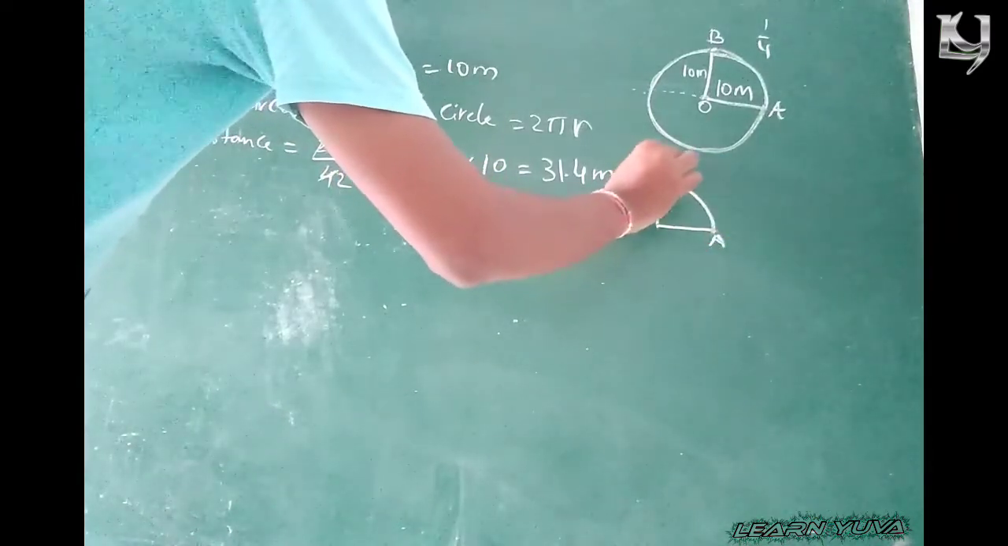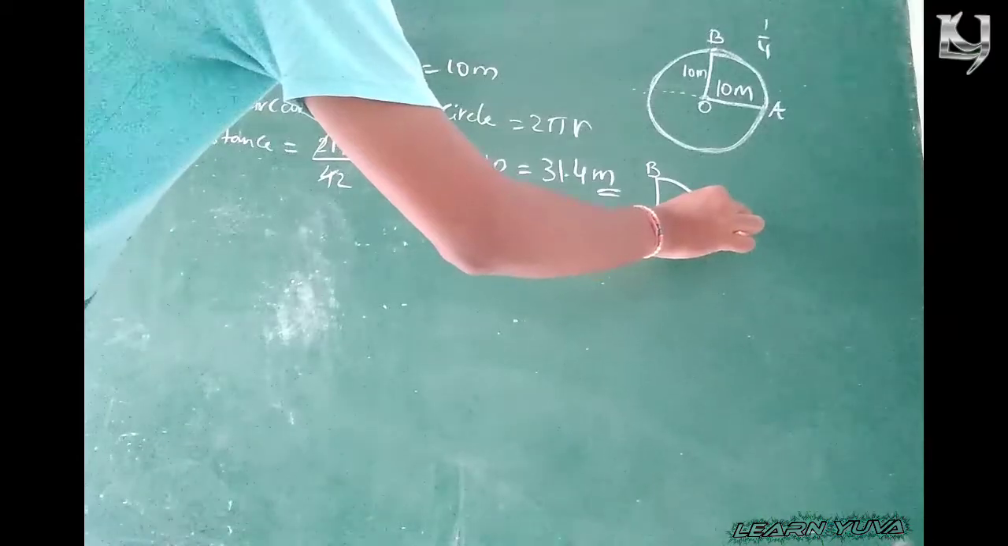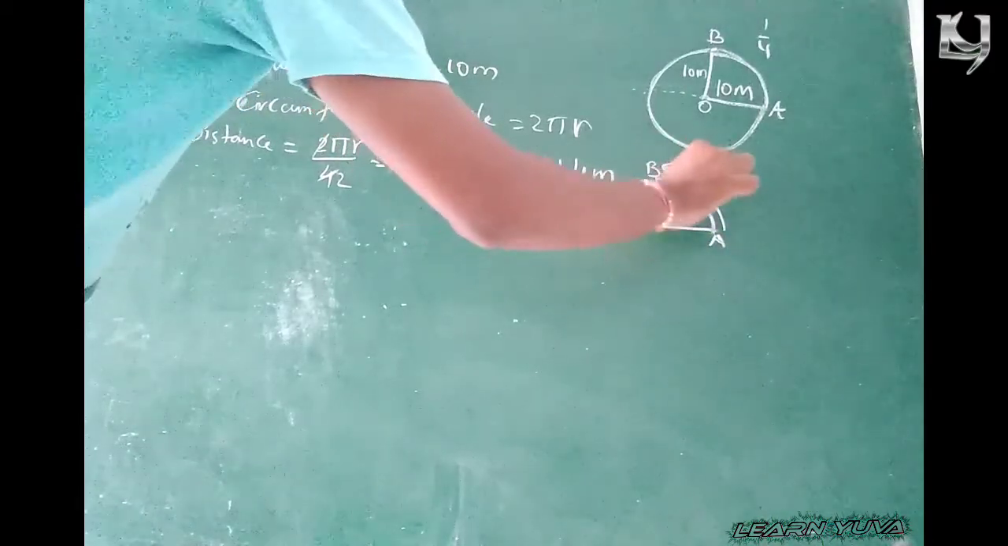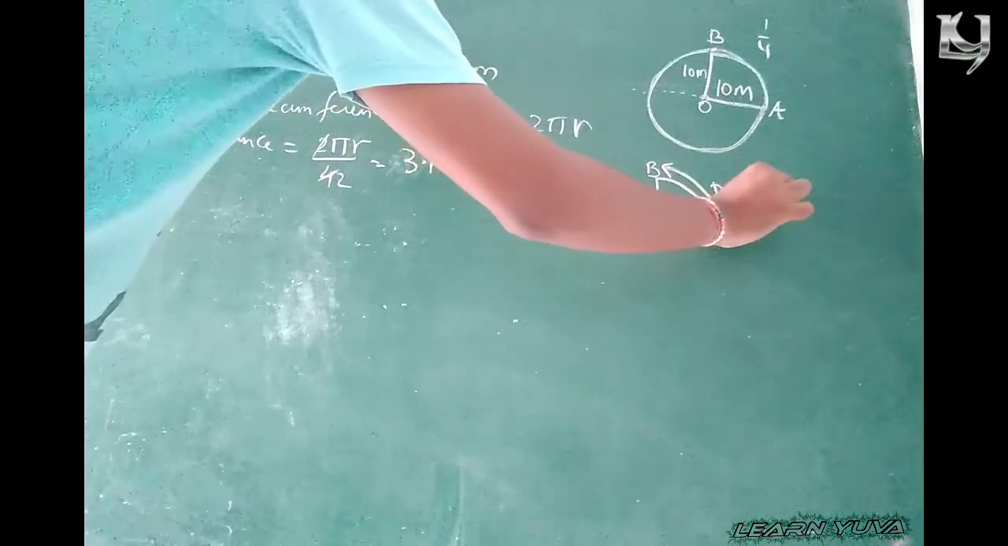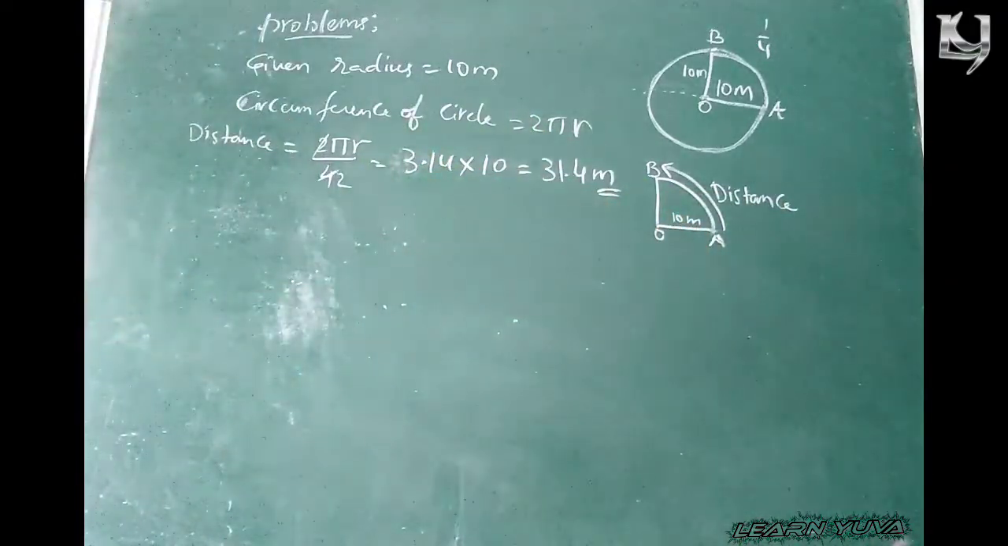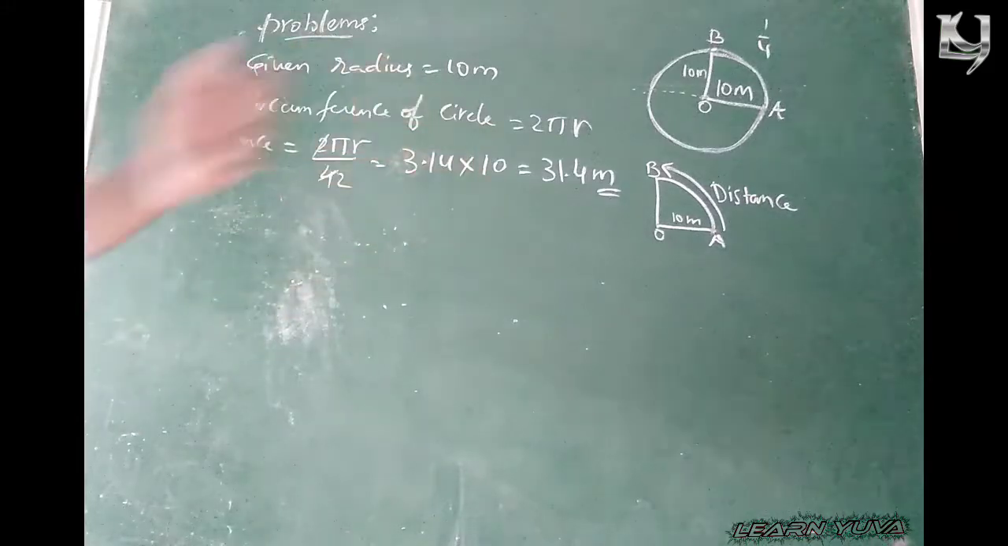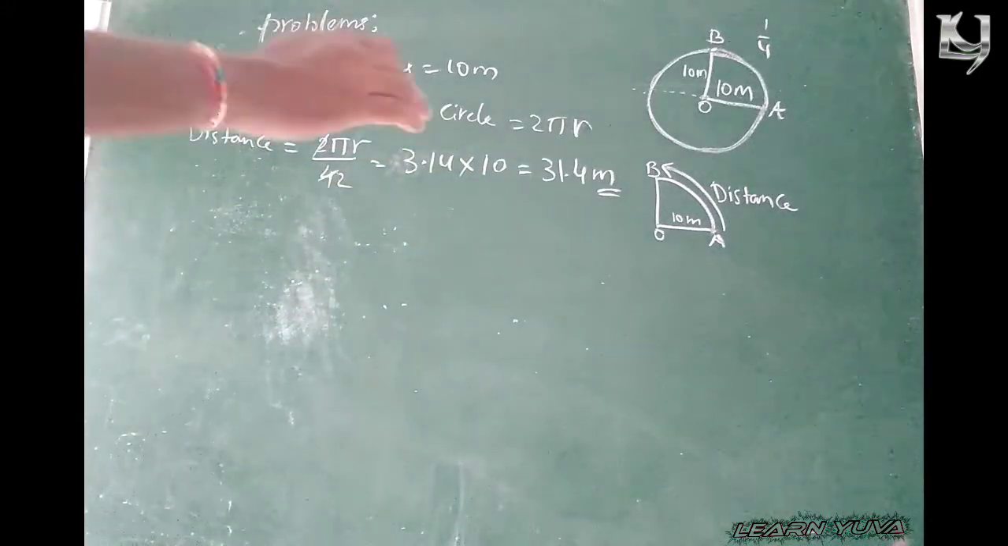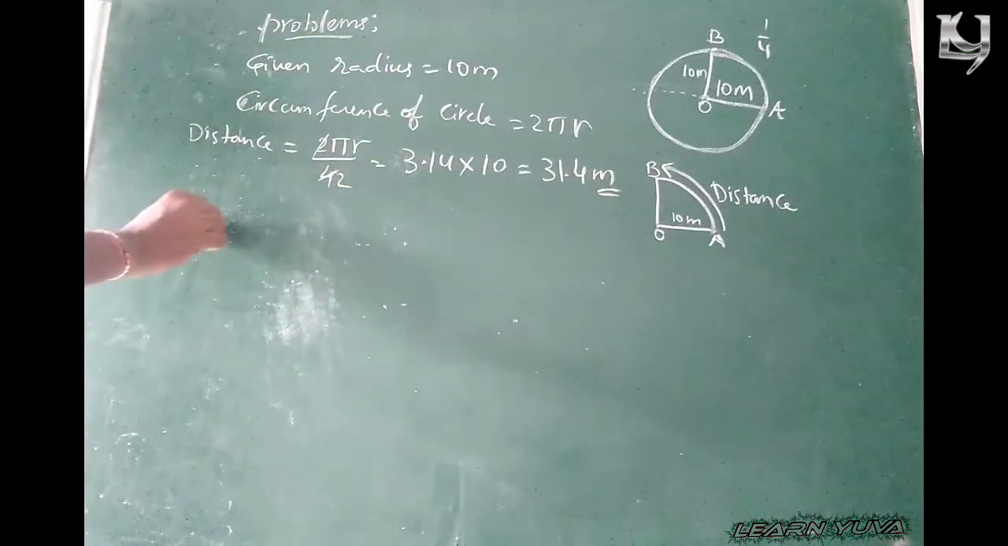A, B, and this is the distance. It is the distance of having radius 10 meters. The distance is 31.4 meters for 1/4 part. Next, displacement.